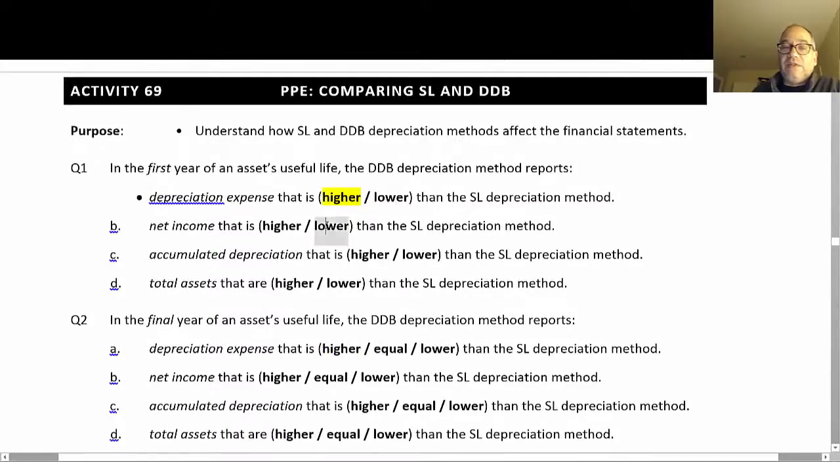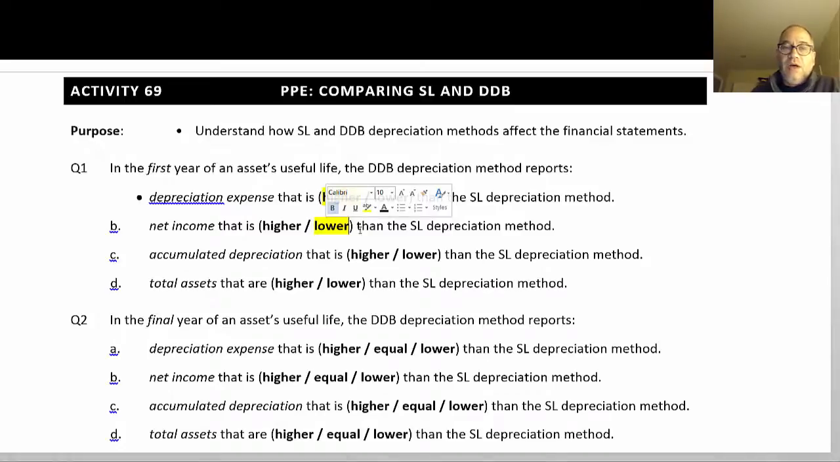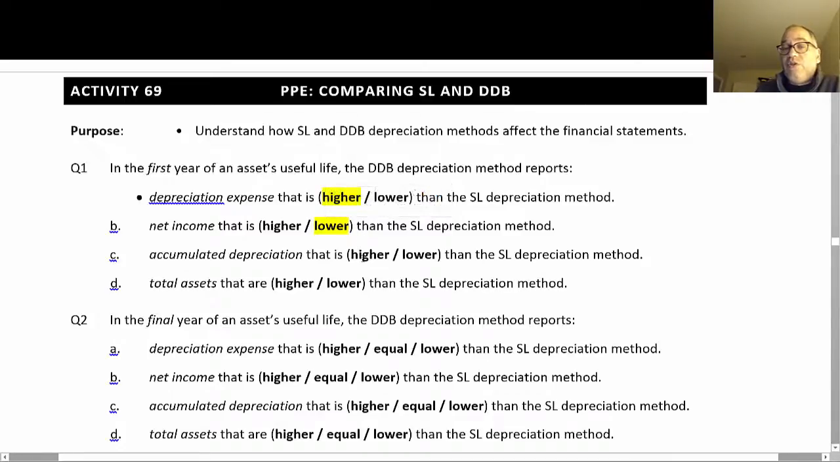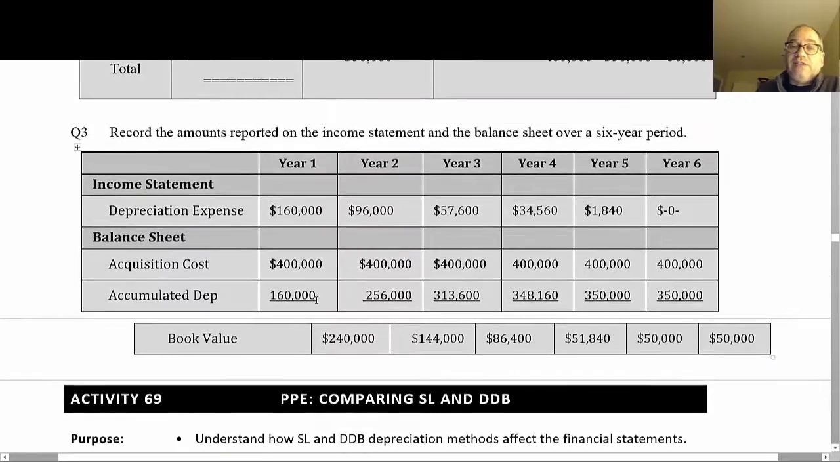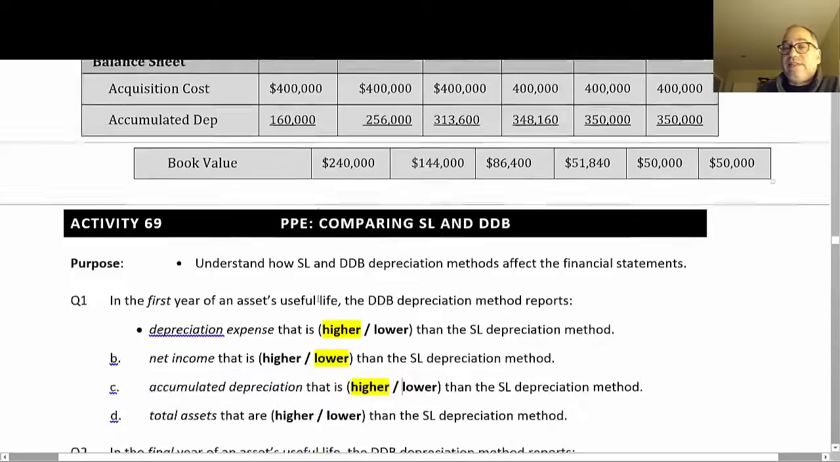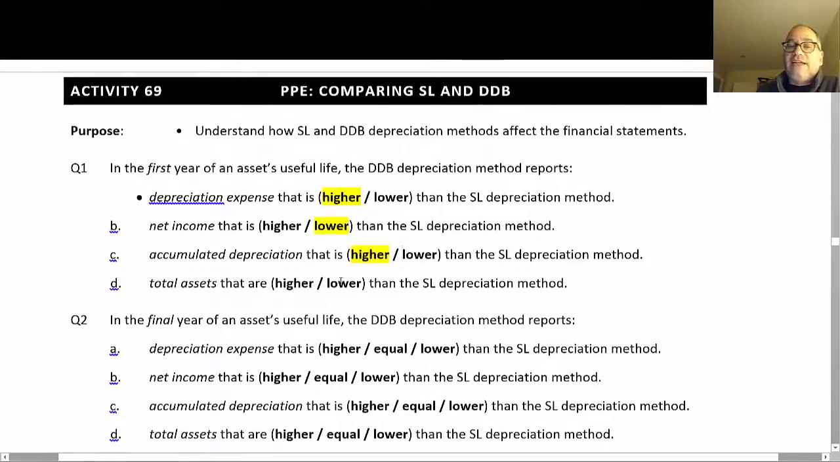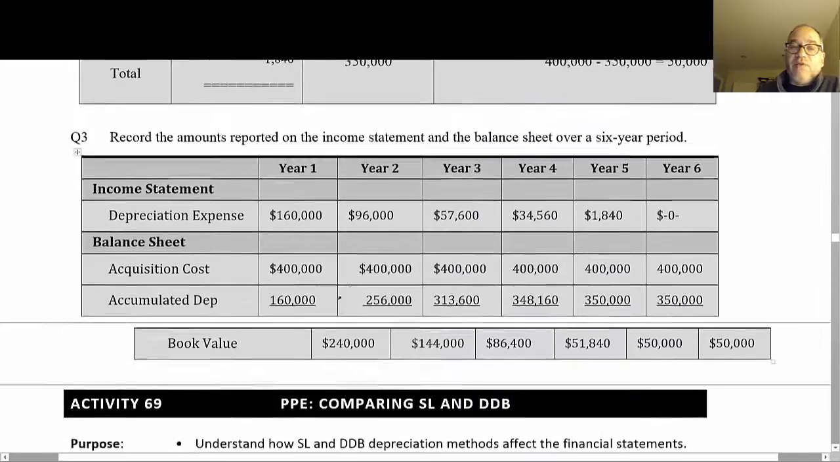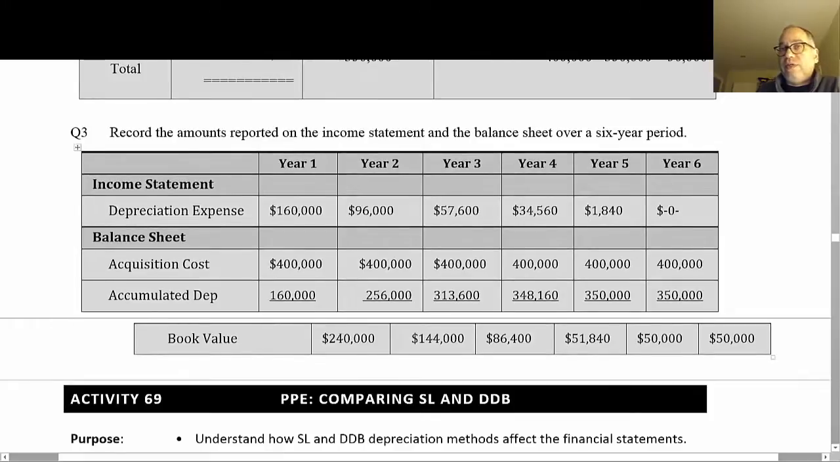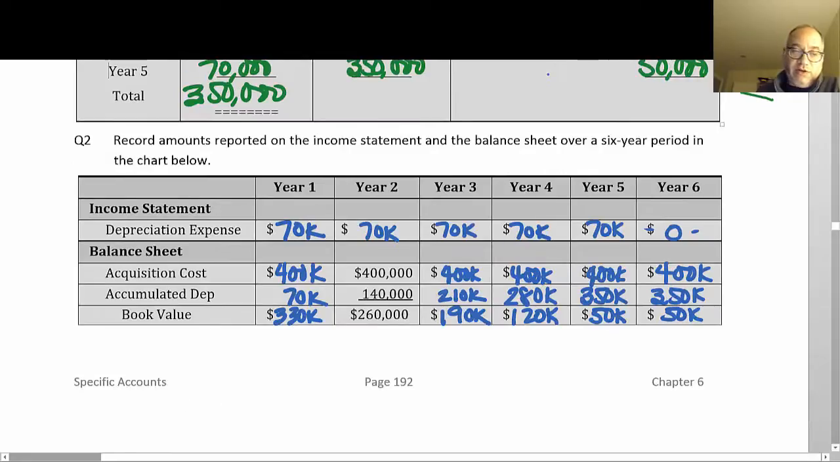The net income in the first year of life would be lower because depreciation expense is higher. How about accumulated depreciation? Accumulated depreciation under double declining balance would be higher. Look at the number. It was $160,000, whereas in year one under straight line it was only $70,000. And total assets would be lower because the book value of the asset in year one is only $240,000 under double declining balance, whereas, if you remember, it was $330,000 under straight line. There it is, $330,000.